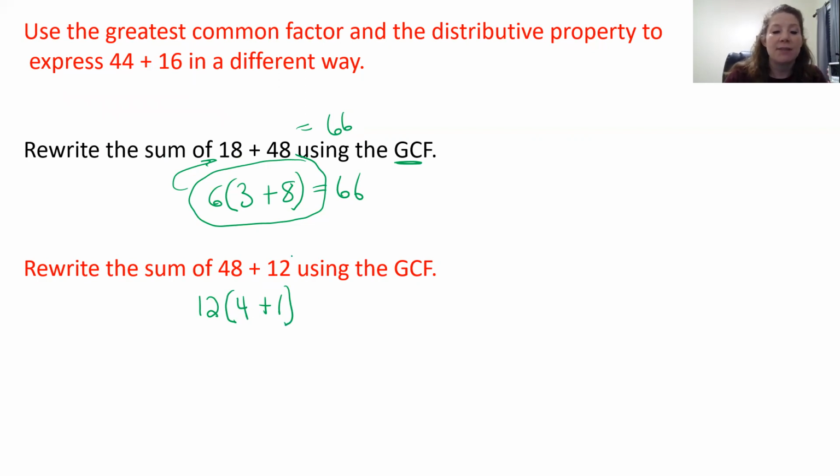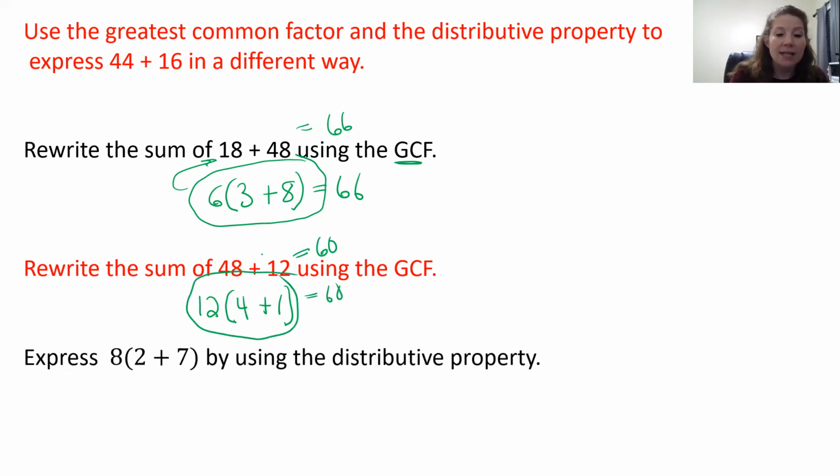So let's double check it. If I added these two numbers together, I'd get 60. Well, if I did parentheses first, 4 plus 1 is 5, and 5 times 12 is 60. So I have rewritten it using the greatest common factor.